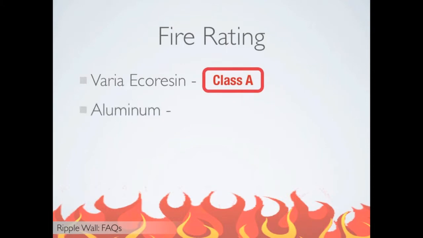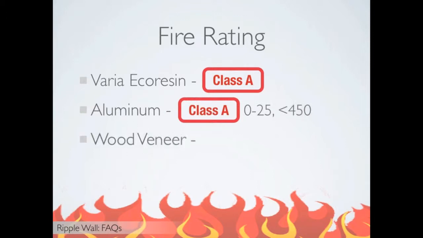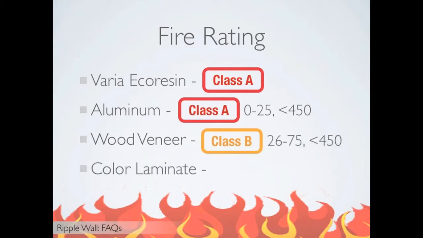Aluminum finishes received a rating of Class A, 0 to 25, less than 450. Wood veneer received a rating of Class B, 26 to 75, less than 450. And colored laminate also received a rating of Class B, 26 to 75, less than 450.